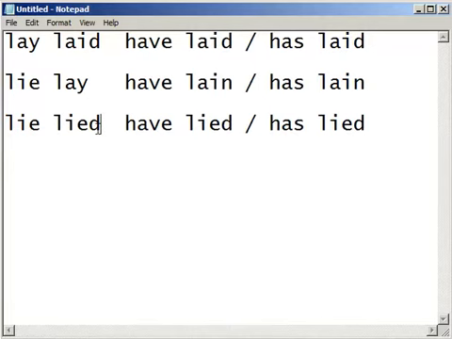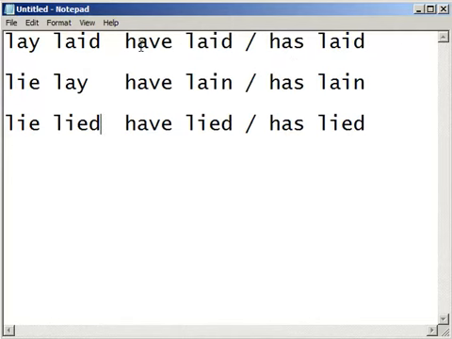The past tense or imperfect tense of this verb is laid. So in the past, I laid a book on the table, I laid a pen on the ground. The present perfect tense of this verb is have laid or has laid. And the verb form used in the present perfect tense is called the past participle. So the past participle of lay is also laid. So I have laid a book on the table. He has laid a pen on the ground.